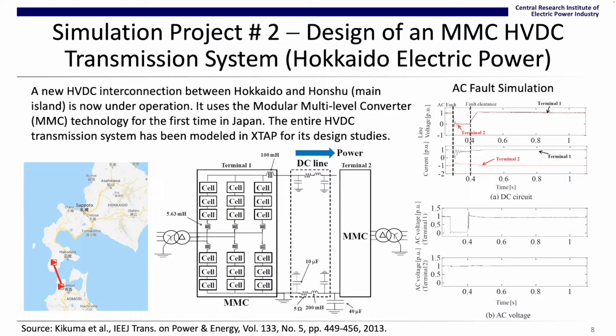This slide shows simulation project number 2, design of a modular multi-level converter, or MMC, HVDC transmission system. This simulation was carried out by Hokkaido Electric Power Company. A new HVDC interconnection between Hokkaido Island and the main, or Honshu, Island is now under operation. It uses modular multi-level converter, or MMC, technology for the first time in Japan.